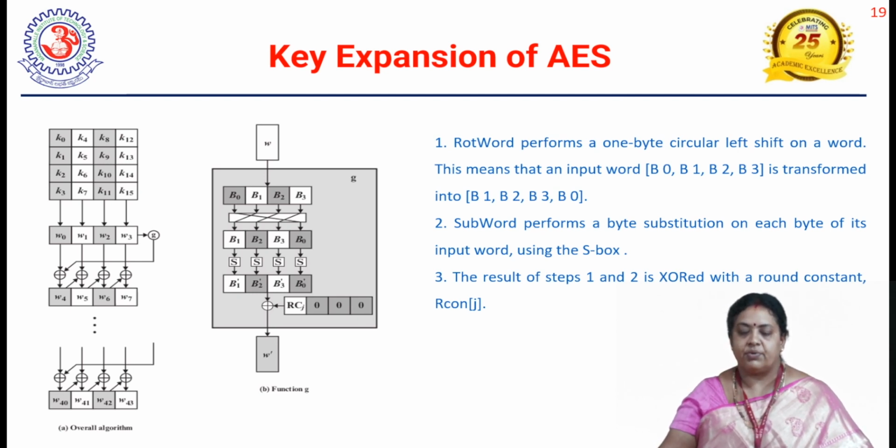Is it clear? This transformation, you need to understand. The key is also represented as 4 by 4. From this 4 by 4 matrix, we are going to generate only 4 words. So how can the next words be generated? By using a function called the G function. The G function flows like this. We generate the new word, and that new word is XORed with W0 to get W4. This W4 is XORed with W1 to get W5. This W5 is XORed with W2 to get W6, and word 6 is XORed with word 3 to get word 7. Like that it follows. Hope you understand.